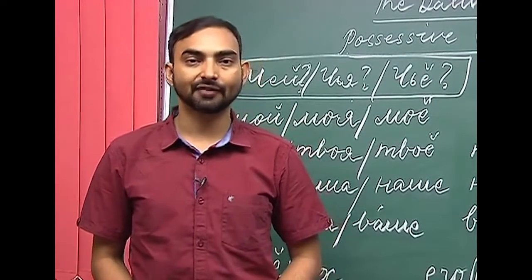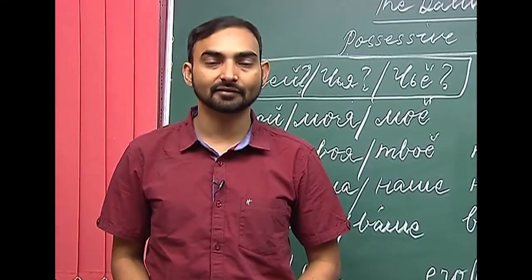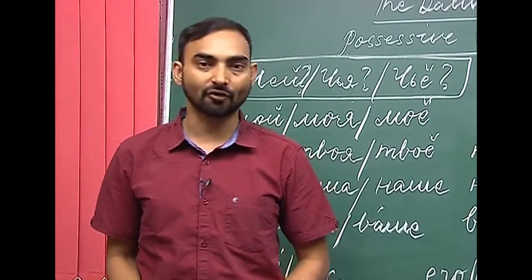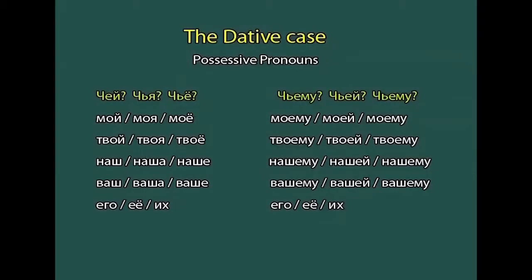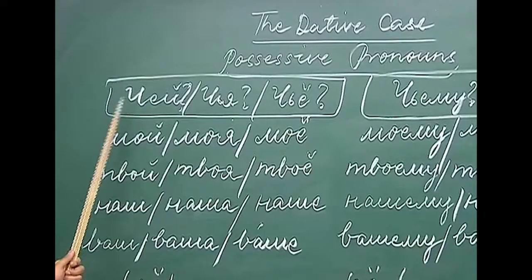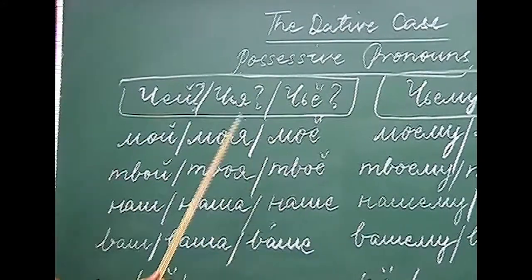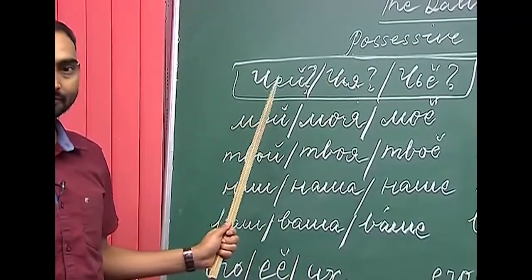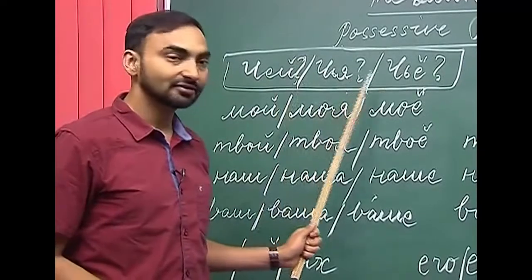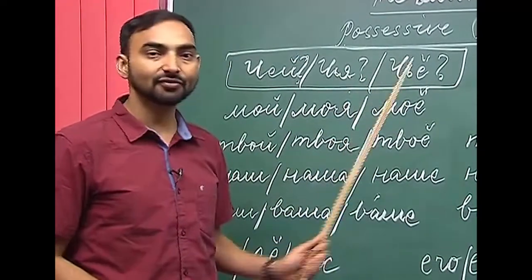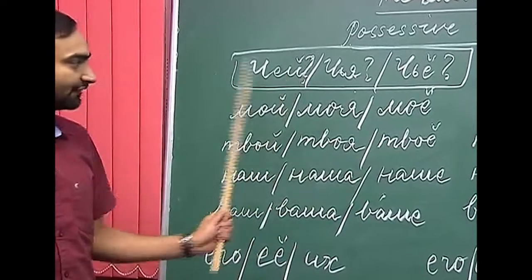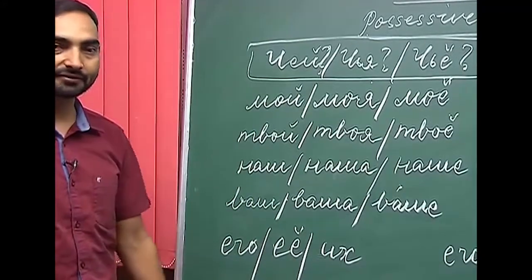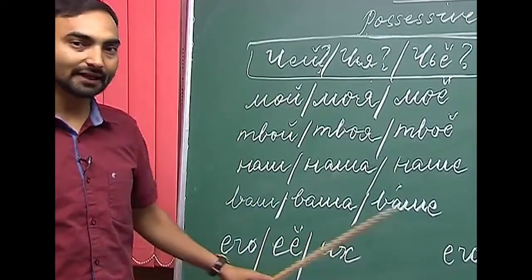The next topic we have is the possessive pronouns in the dative case. So how do possessive pronouns decline in the dative case? What are the changes in their forms in the dative case? Let us have a look. We have already discussed that possessive pronouns in the nominative case answer the questions chei masculine, chia feminine and chio, which means whose. There are three forms in singular of each possessive pronoun except the third person io, ivo and ih.